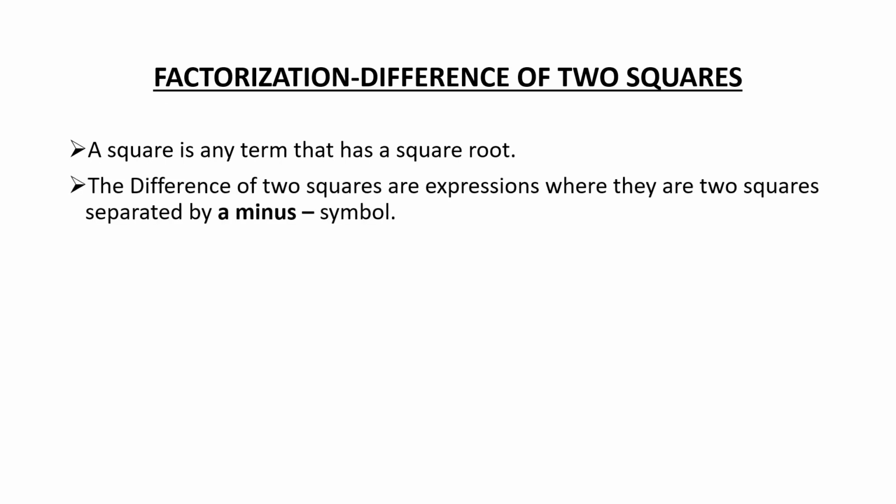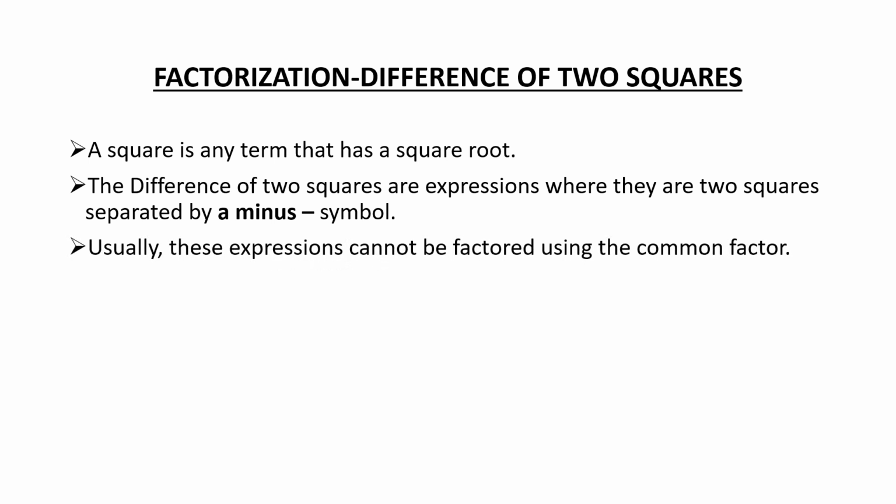So what is difference of two squares all about? A square is any term that has a square root. The difference of two squares are expressions where there are two squares separated by a minus symbol. On the left, there is a number which is a square, and on the right, there is a number which is a square. Or there is a term which is a square, which can be a variable, a number, a combination of a variable and a number, and the likes. Usually these expressions cannot be factored using the common factor approach.